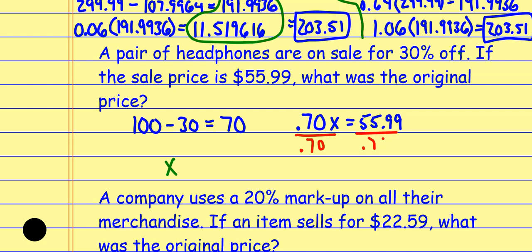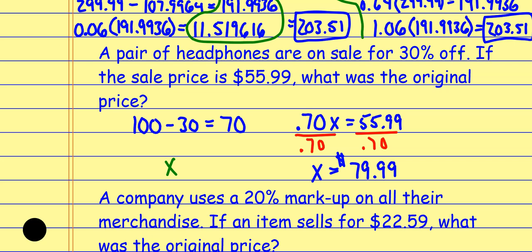You can do it the other way, but it is a lot more work. I'll show you how to set that up in a second here. Again, this is a job for my calculator, the $55.99 divided by the 0.7. That gives me a $79.99. So the original price was $79.99 before I got that 30% off, okay?